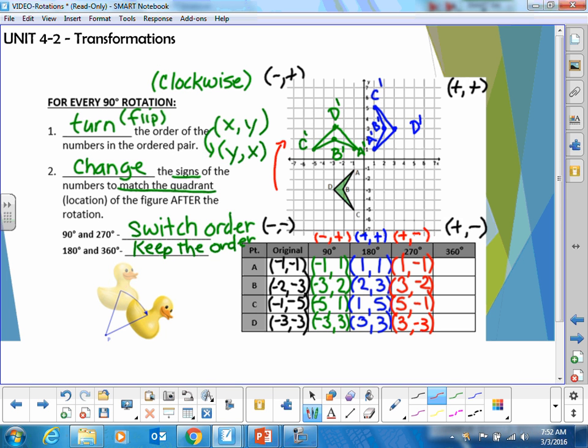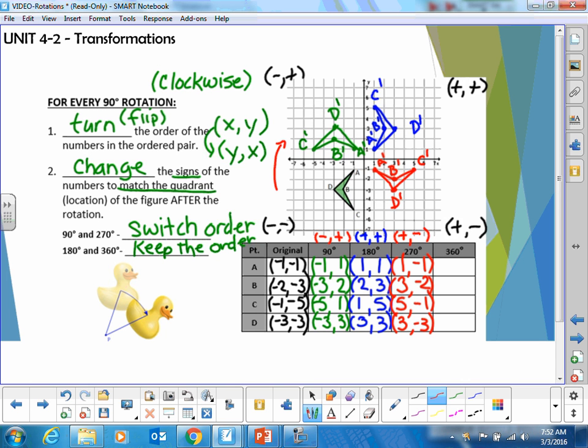And now I'll have to do like magic. I get to graph it. 1, negative 1. My A prime is here. I'm going to do 3, negative 2. This is my B prime. C prime is 5, 1. And my D prime is going to be negative 3, negative 3. And I can connect them, and you can see my shape.